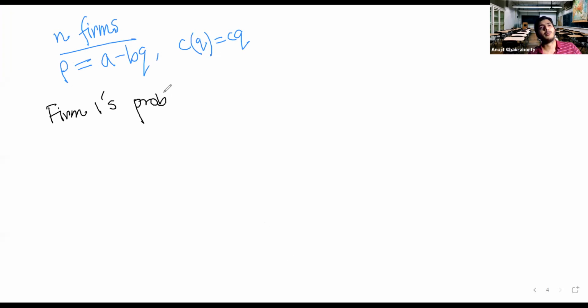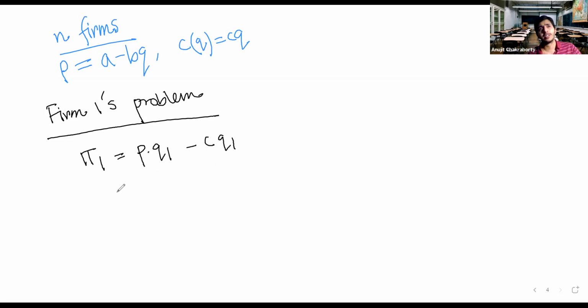What is firm one's problem? Well, each firm is in the business of trying to maximize profit. So for firm one, what firm one tries to do is maximize its own profit. So what is firm one's profit? That's P times Q1, that's the revenue, minus C times Q1, that's the cost. So that's the profit. Well, what is P times Q1? Well, P now is this complicated thing because it's A minus B times Q, let's do it step by step, A minus B times Q times Q1 minus CQ1.